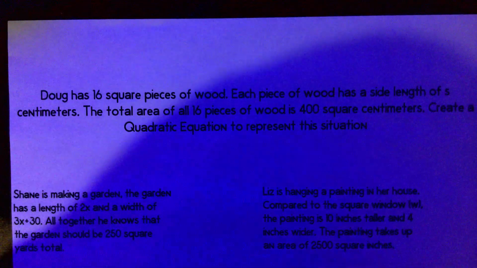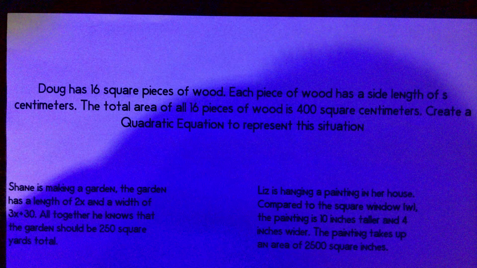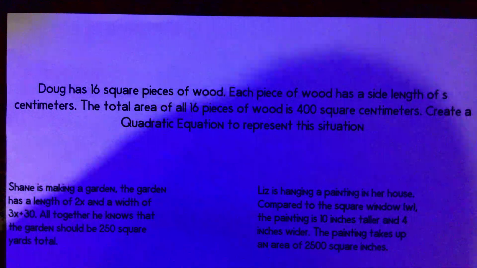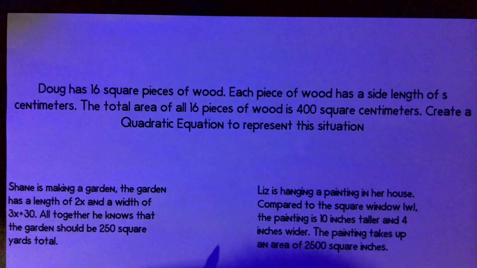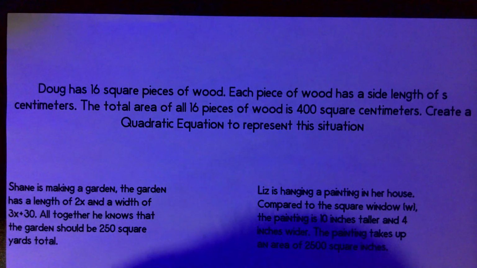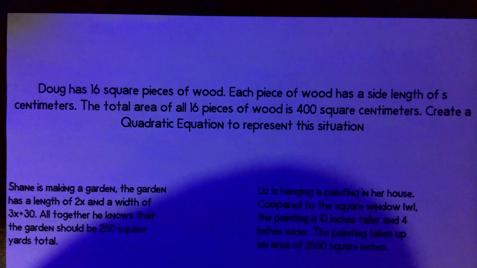All right, so now we're going to write some quadratic equations from context. Doug has 16 square pieces of wood. Each piece of wood has a side length of s centimeters. The total area of all 16 pieces of wood is 400 square centimeters. Create a quadratic equation to represent this situation.